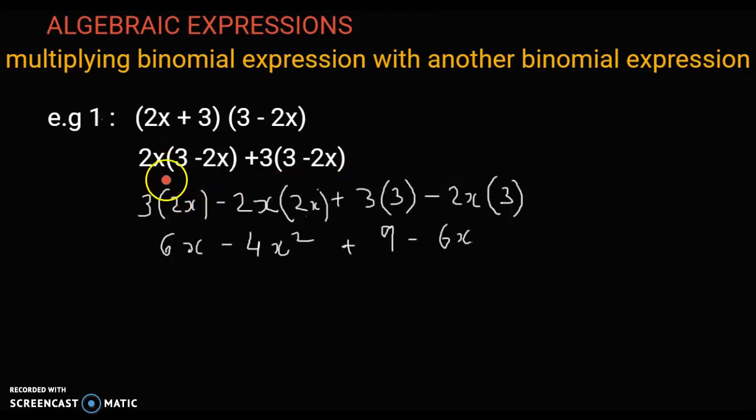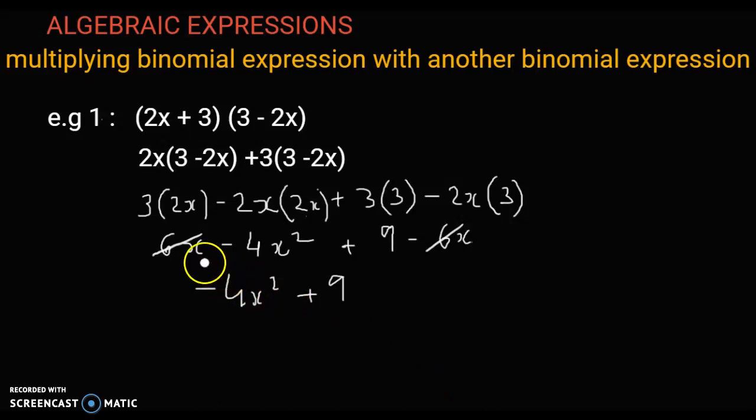So now we already know that we write down here 3 into 2x and minus 2x into 2x, and 3 into 2x. And here we have 3 into plus 3 and minus 2x into plus 3, which we have written down here. 3 into 2x is 6x, minus 4x square, plus 9, minus 6x.